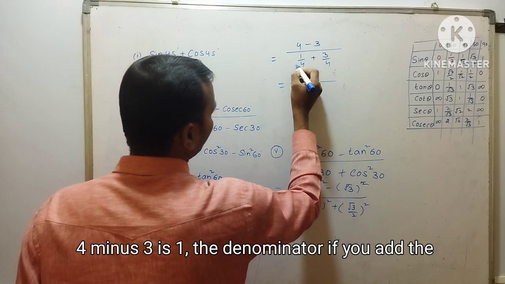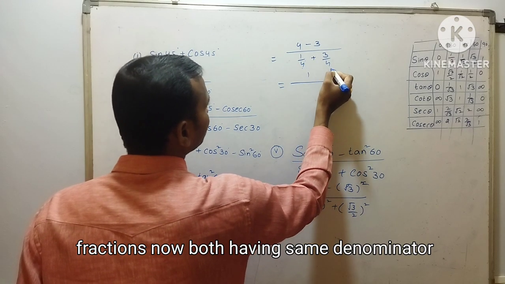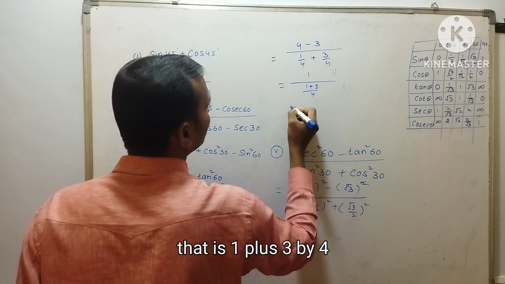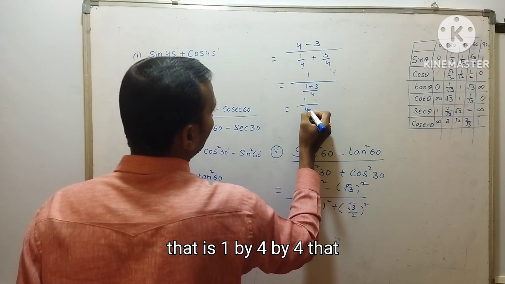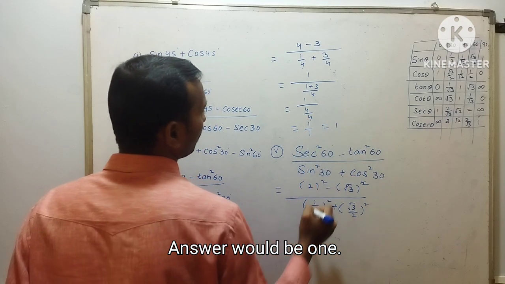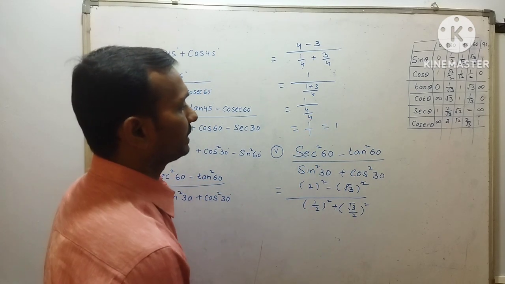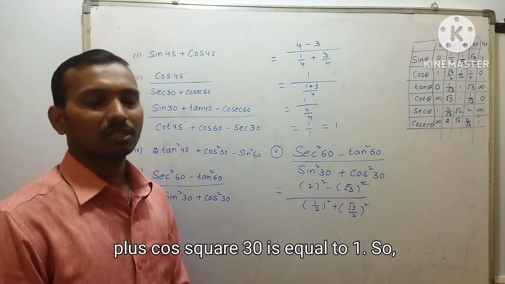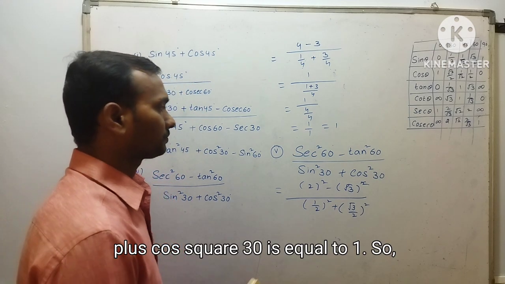In the denominator, if you add the fractions now, both having the same denominator, that is 1 plus 3 by 4, that is 4 by 4, that is nothing but 1 by 1. The answer will be 1. Secant square 60 minus tan square 60 by sin square 30 plus cos square 30 is equal to 1.